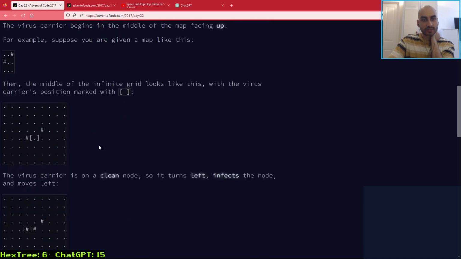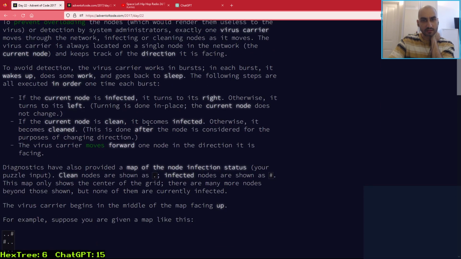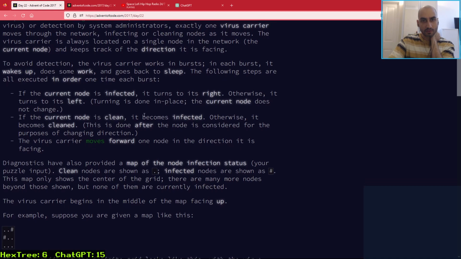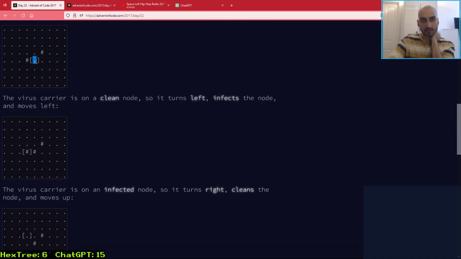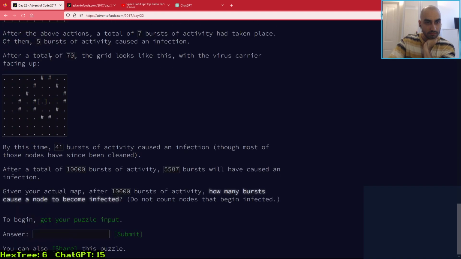Every turn, if the current node it's sitting on is clean, which is a dot, then it turns left. Otherwise it turns right. And then it infects the current node it's sitting on, or cleans it if it was already infected. So a hash becomes a dot becomes a hash. And then it moves forward one, and repeats that process. It's basic simulation. Doesn't seem to be difficult. There's no algorithm needed here.